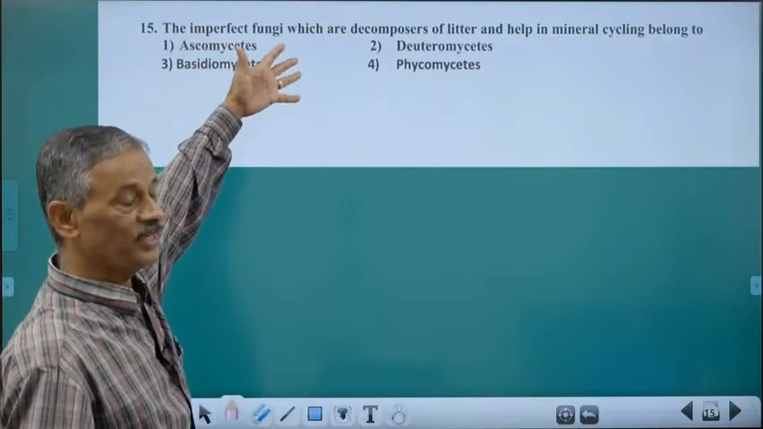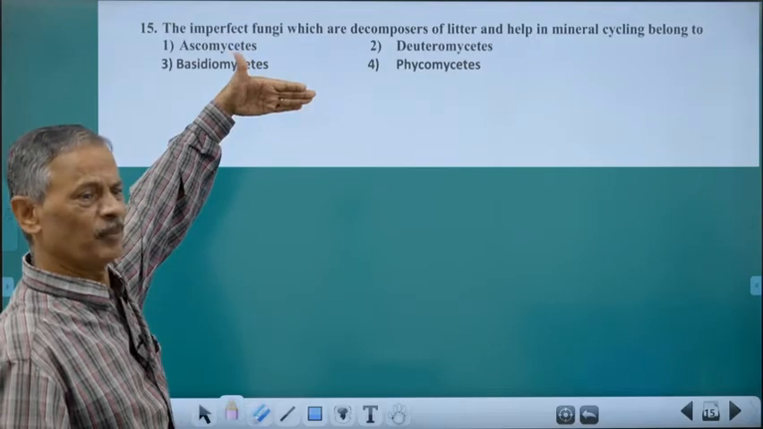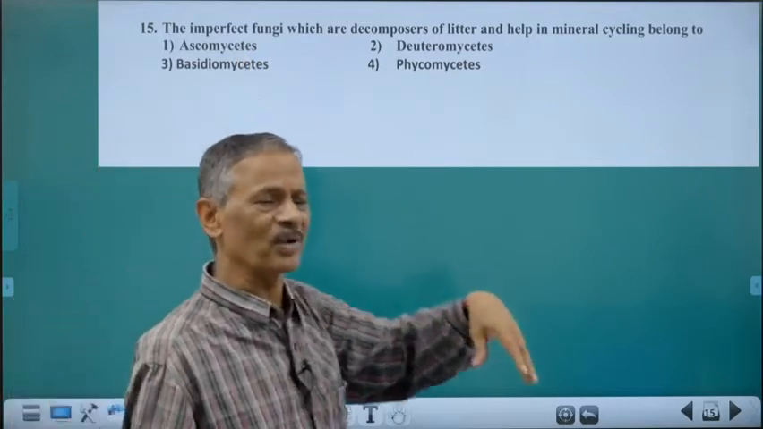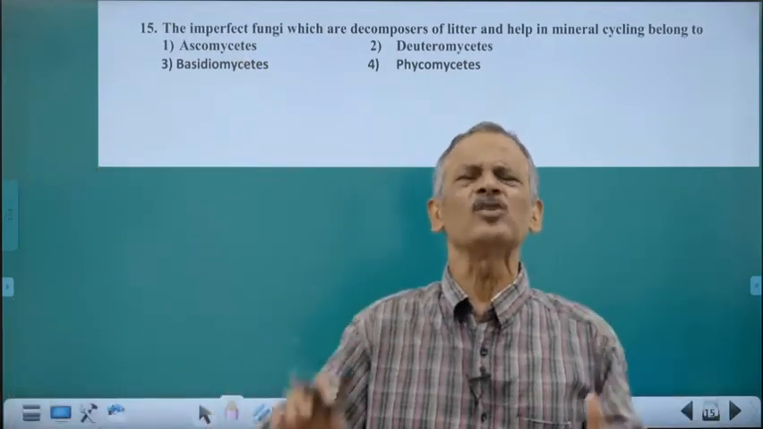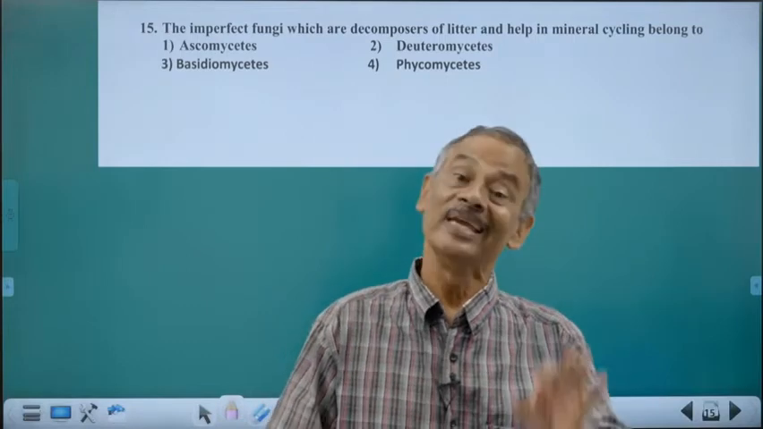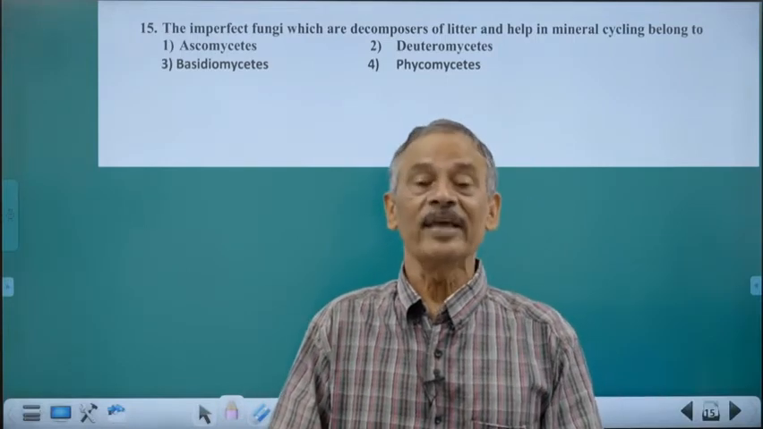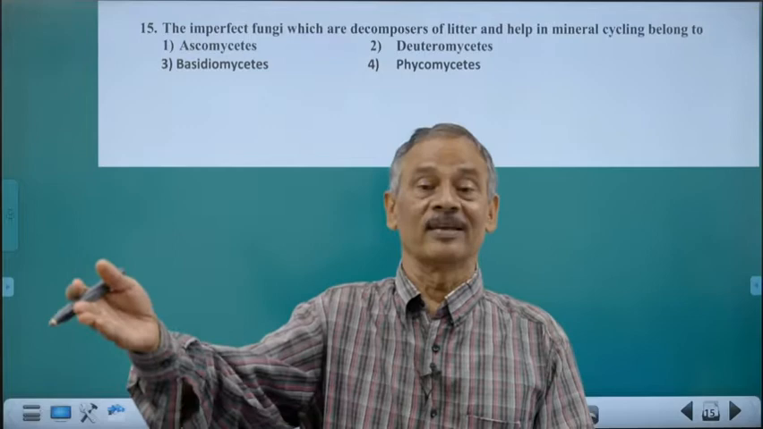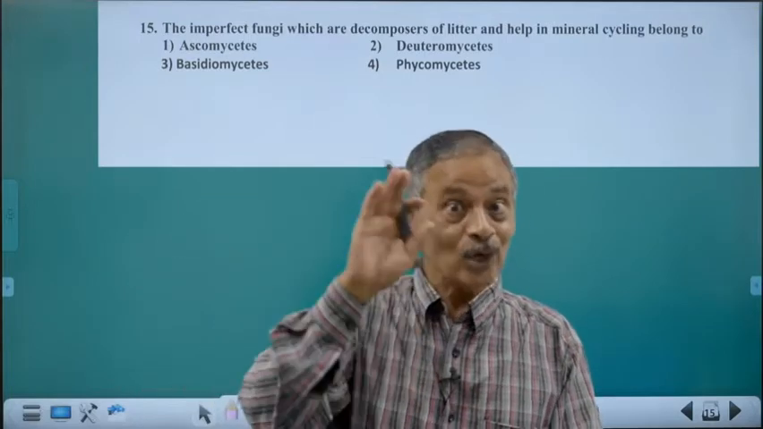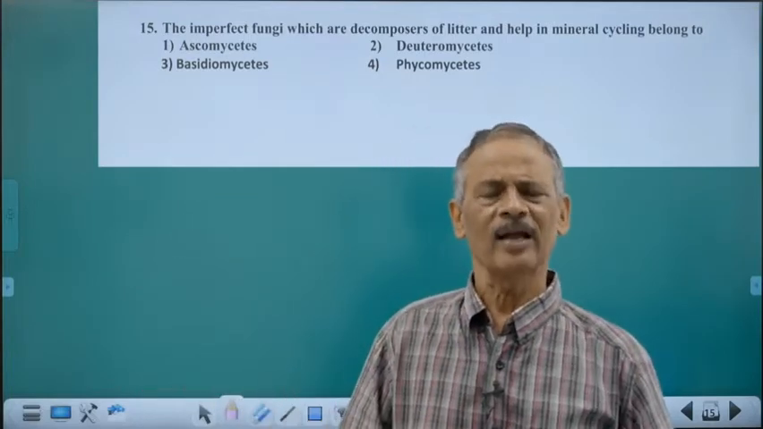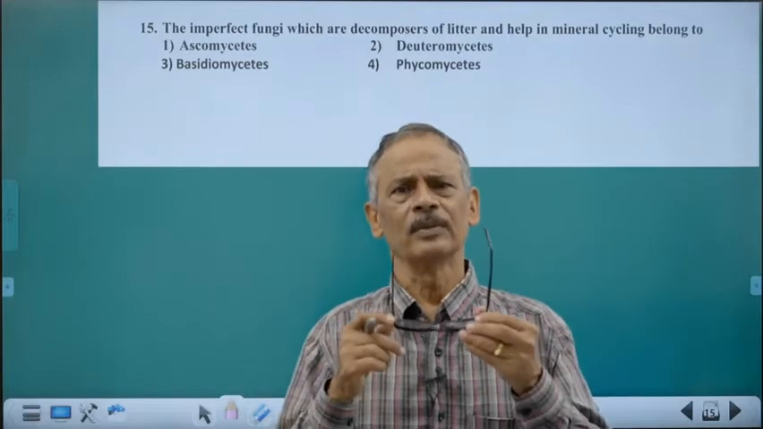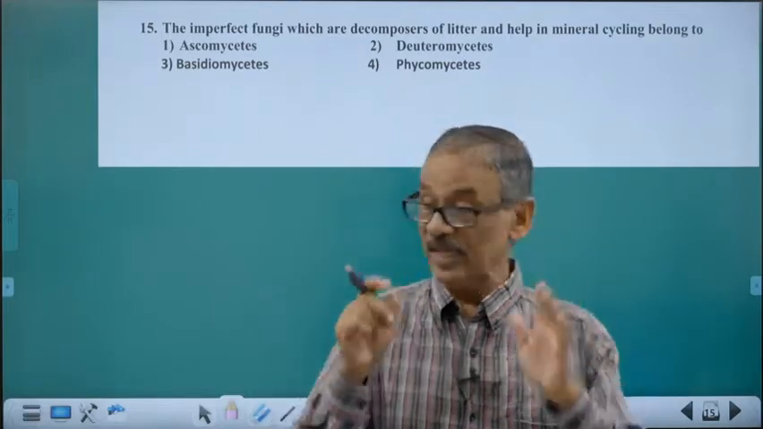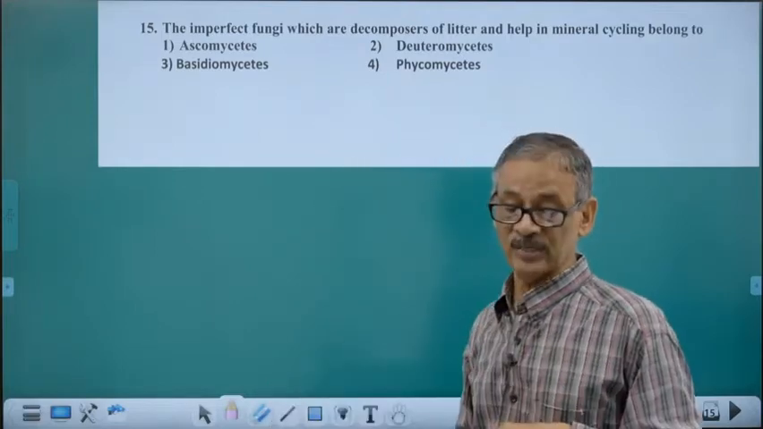Imperfect fungi. Why is it called imperfect fungi? Because they are not perfect. They cannot reproduce sexually. They reproduce only asexually. That's why they are separated and called deuteromycetes, coming after all the others. This is the reason why they are called deuteromycetes.